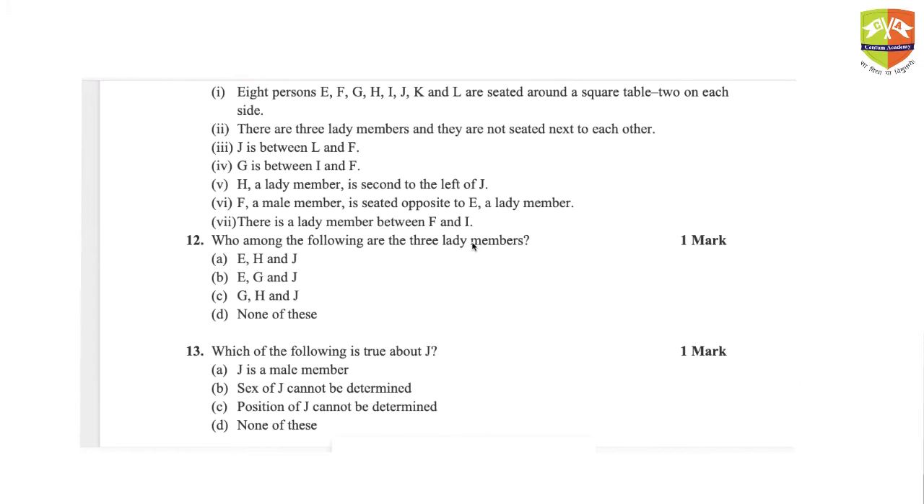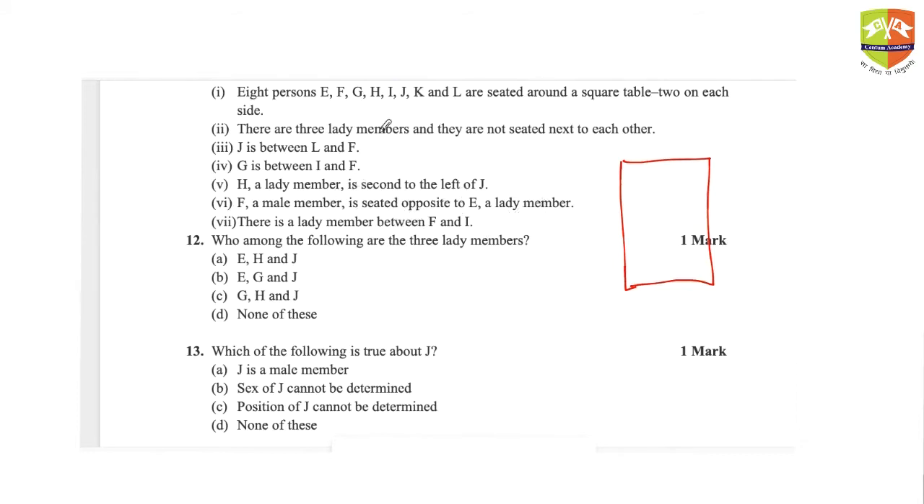What has been told in the question? E, F, G, H, I, J, K, L, it means that 8 people are seated around a square table, 2 on each side. So here is the square table. E, F, G, H, I, J, K, L. So it's not actually in this order. So there are 3 lady members. They are not seated next to each other. Okay. J is between L and F. G is between I and F. H is a lady member, it's second to the left of J. F is a male member, which is seated opposite to E, a lady member.